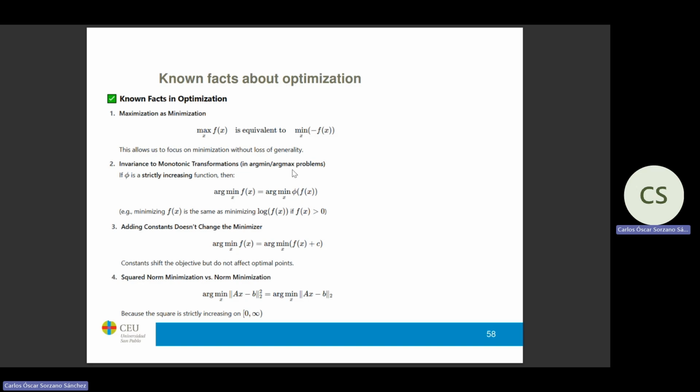If I want to maximize a function, the argument that maximizes the function is the same as the argument that minimizes minus the function. So all maximization problems are actually minimization problems. Any questions? No. Okay.